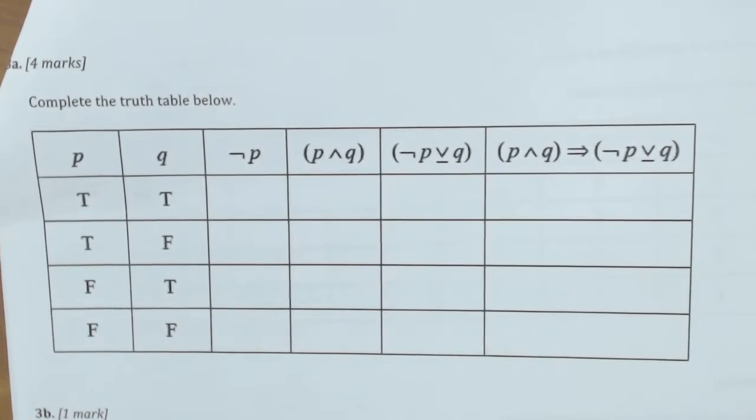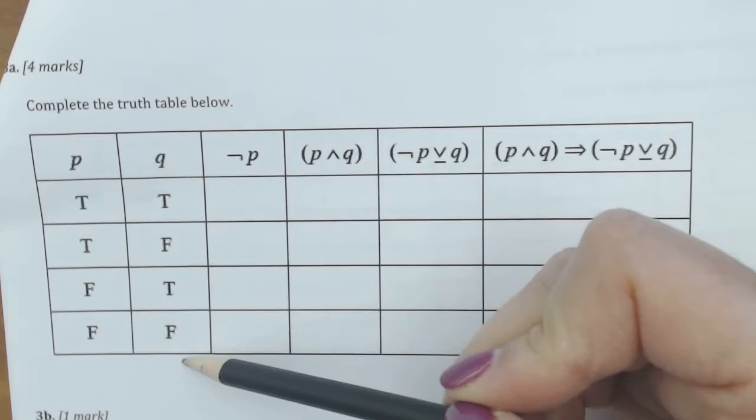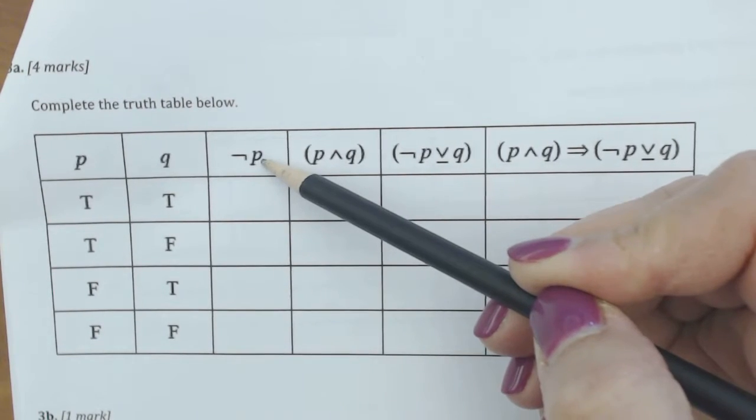I provide you with the truth table. We need to complete it. So the first one we see we have P, we have Q. We need to do not P, the negation.